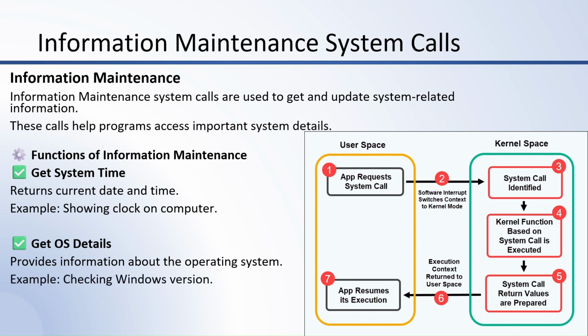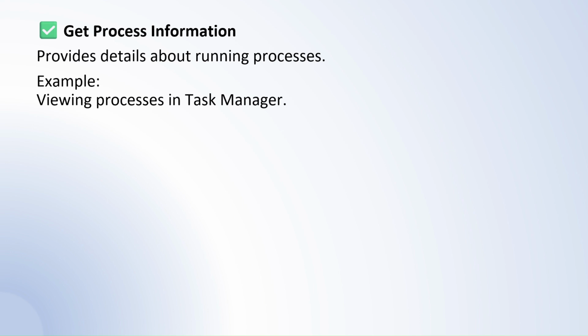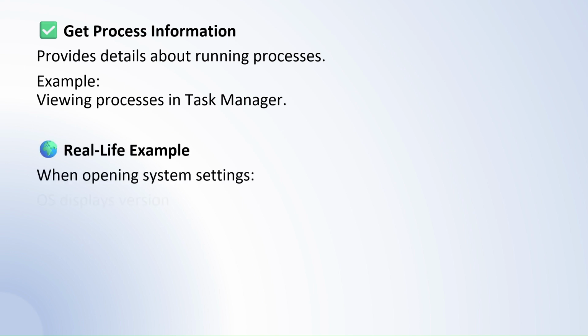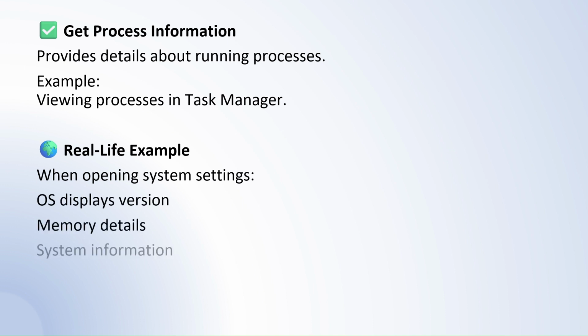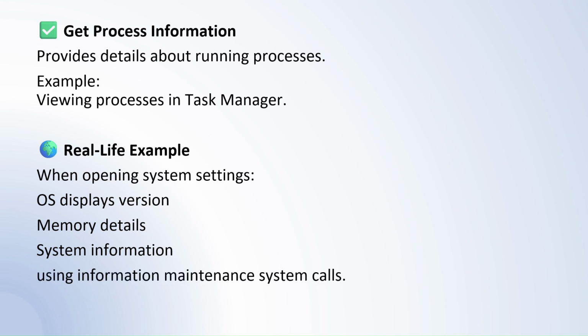Get process information. This displays details about currently running applications and processes. For example, Task Manager shows running applications and memory usage. Real-life example. When opening system settings, OS displays version, memory details, system information using information maintenance system calls. These system calls help monitor system performance and system status.